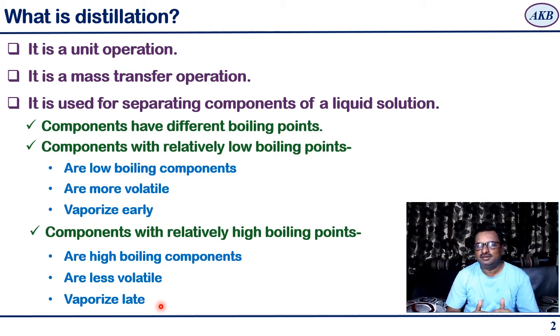Components with relatively low boiling points, we call them low boiling components. They are more volatile and they vaporize early. On the other hand, components with relatively high boiling points are high boiling components, they are less volatile and therefore they will vaporize later. Okay. So basically, the basis of separation in distillation is difference in boiling point. How the difference in boiling point is used to separate the components, let us understand.